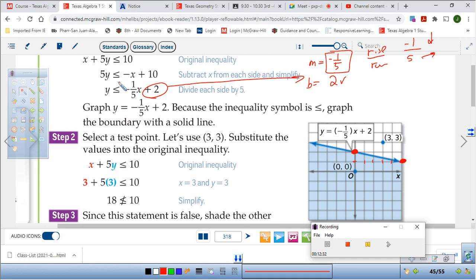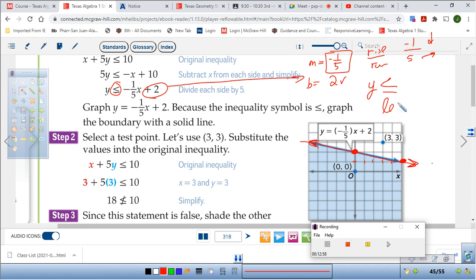Now, this one here, guys, if you look at this, is what? Solid. It's included. See that equal sign? So I draw a straight line now, not a dotted line. I am not doing a dotted line. Nope. A solid line, basically. And there it goes.